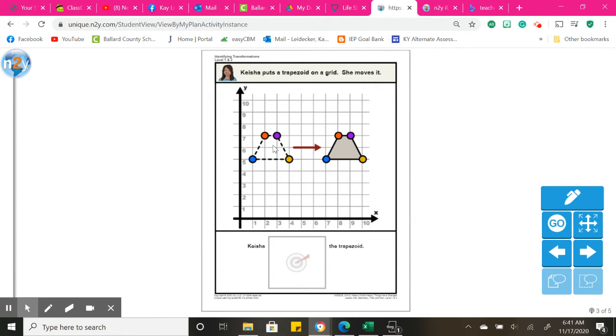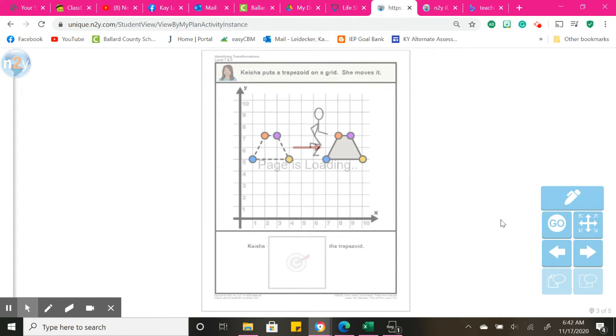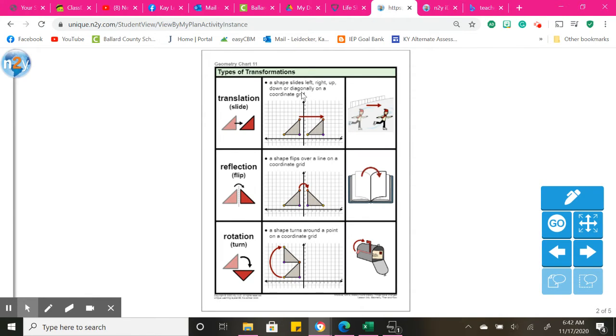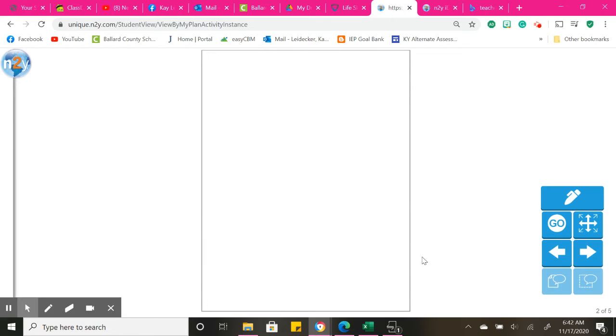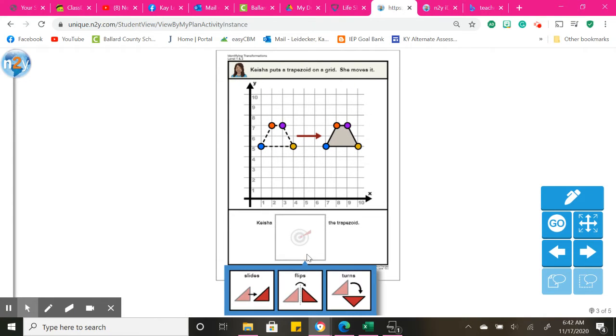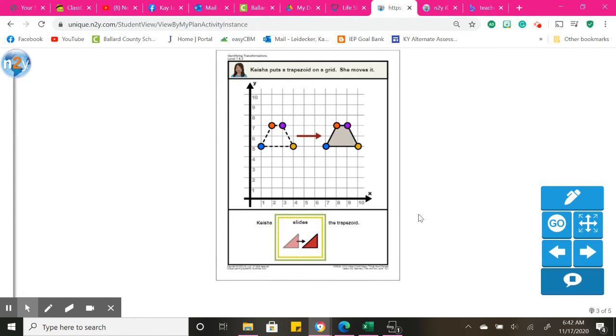Okay. So right here, Keisha puts a trapezoid on a grid. She moves it. So if she moves it just to the right, she is just moving it to the right. So she slides it right. So this would be a translation of a slide.